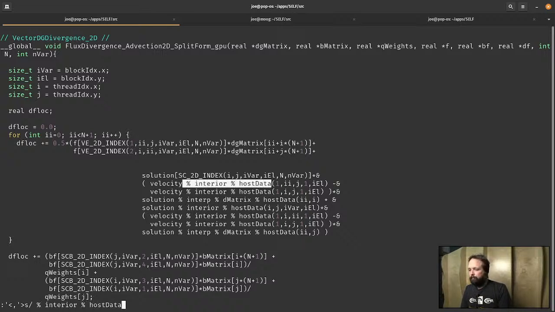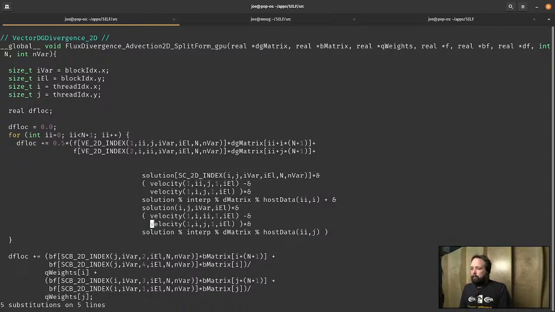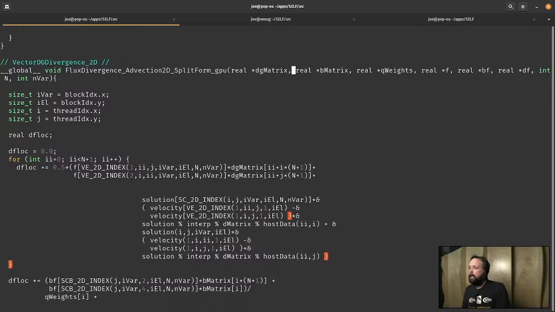Host data. Let's go ahead and get rid of those. All right, so let's do this. Now we got VE2D index. Let's go ahead and dupe that. So just doing a little cheating here to get things to work. I also need to pass in a D matrix. I can't just use the DG matrix. What I need is a D matrix. So I'll make sure I get that added to the interface down below.